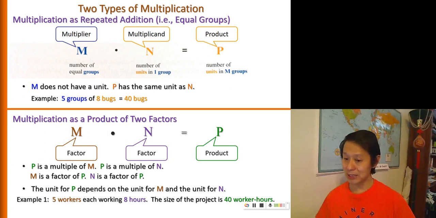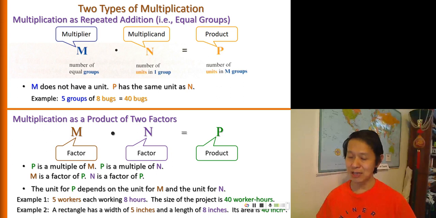As you notice, the units for the size of the project have both worker and hour. In geometry, this way of understanding is used in interpreting the area. Let's consider the area of a rectangle with a width of 5 inches and a length of 8 inches. Its area is 40 inches, but we write it as 40 inch square. So now you understand why we have the units called inch square. It's actually inch times inch, yeah? All right.